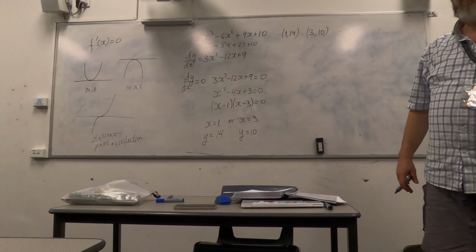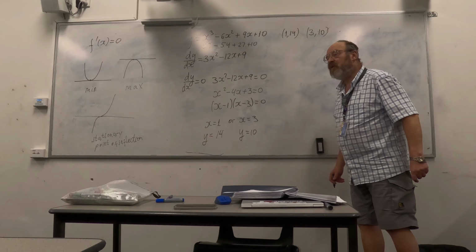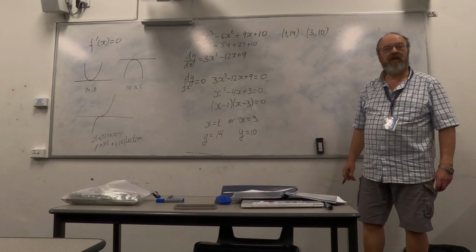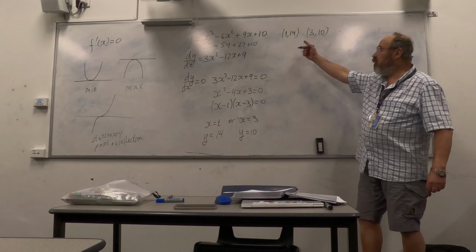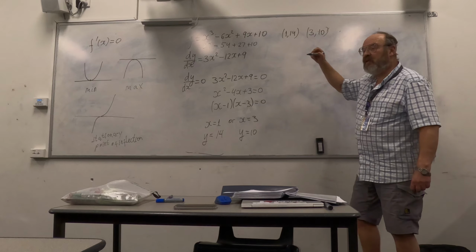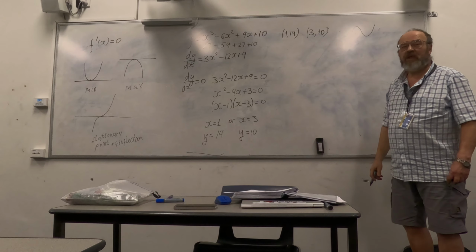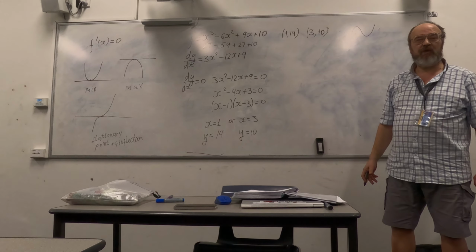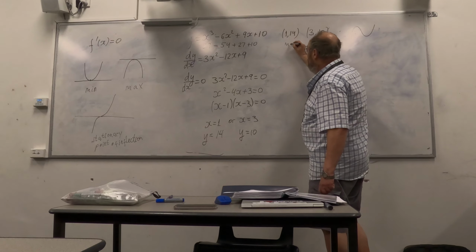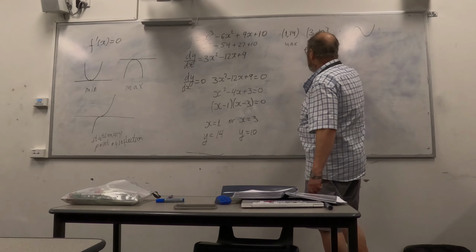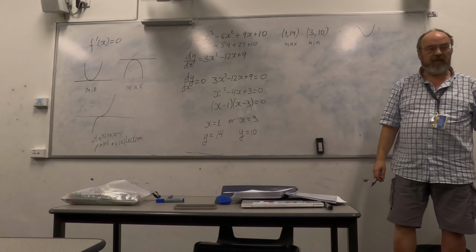From knowing the behavior of cubics, you should be able to tell which one is which. Because the coefficient of x cubed is positive, (1, 14) is the maximum, so it has to have this shape. So from knowledge of cubic graphs, we can tell straight away that this will be the maximum and this will be the minimum. But let's find it using the proper technique.